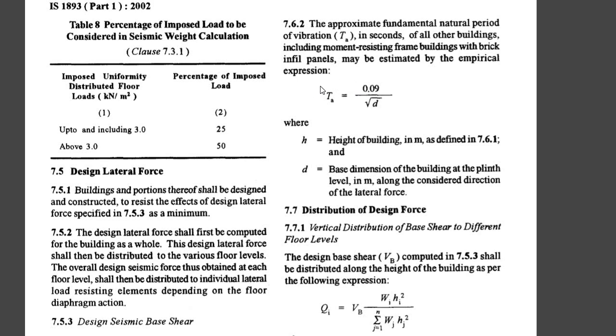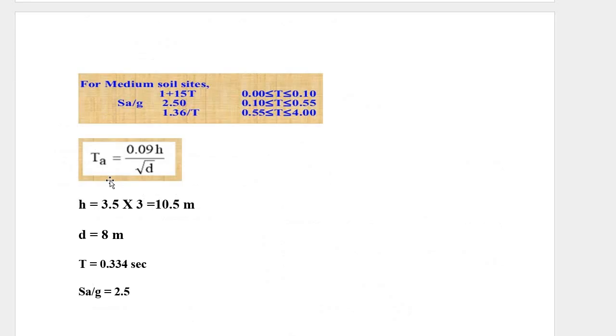So if that is the condition, the formula will be Ta equals 0.09 into H. That H is missing in the code book. H divided by root D, where D stands for base dimension of the building. Now in my problem, I have considered this formula, that is Ta equal to 0.09 into h by root d. Okay, h is total height of the building.